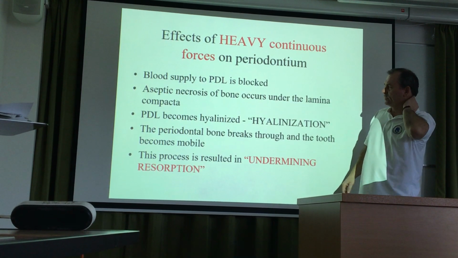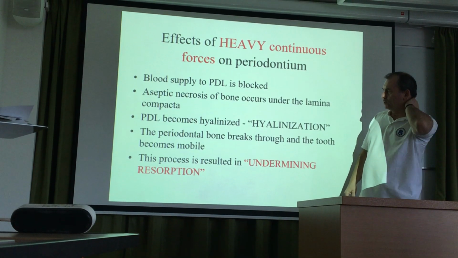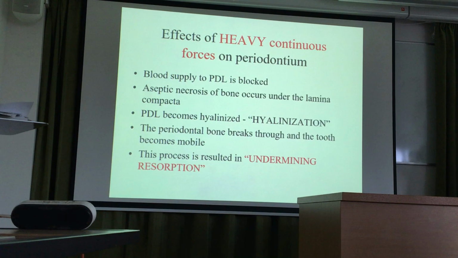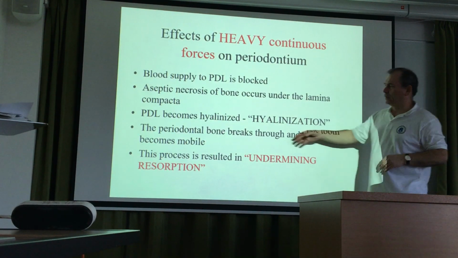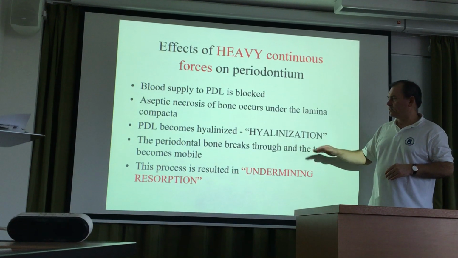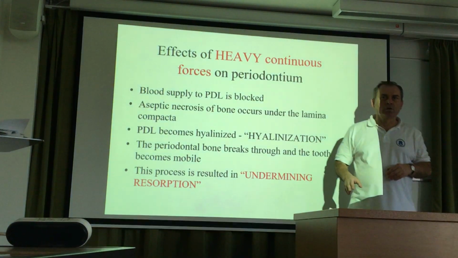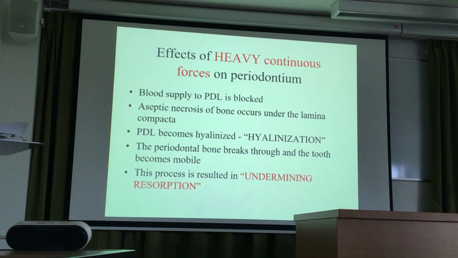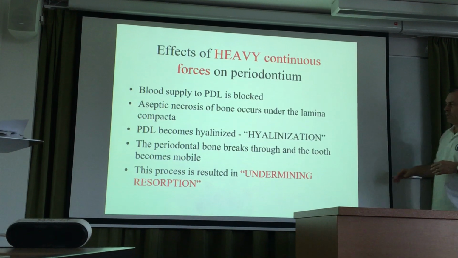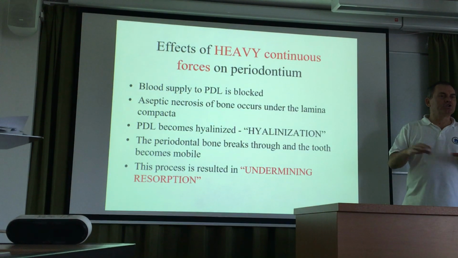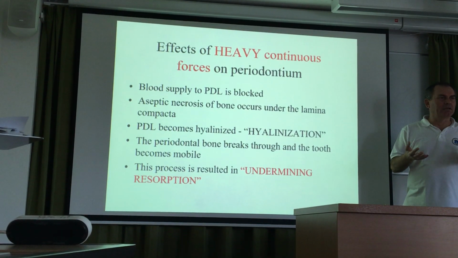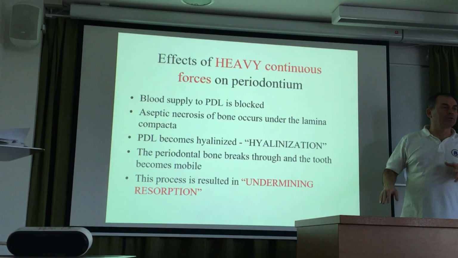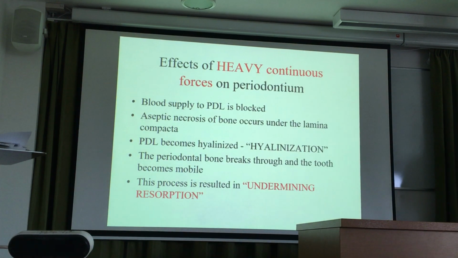But this aseptic necrosis is seen under the lamina dura. Lamina compacta or lamina dura, the same, okay? And the PDL becomes hyalinized, or hyalinization means changes of the tissues. The hyalinized tissue will be cell-free and homogeneous. The protein-like mass will be homogeneous. So the PDL will be hyalinized, without cells, a homogeneous mass.